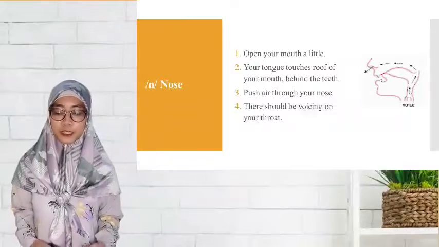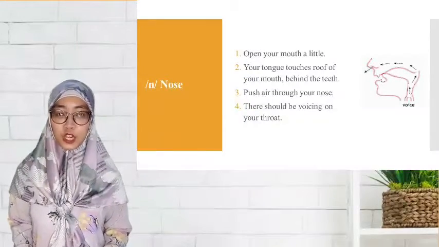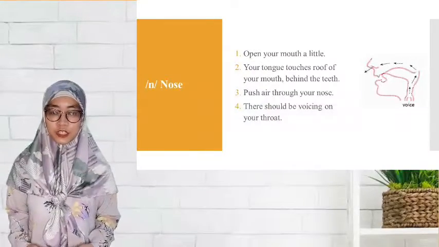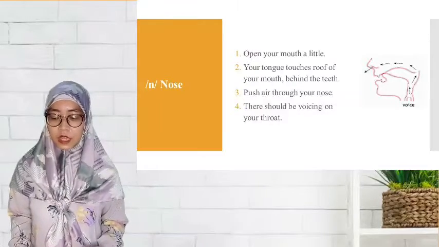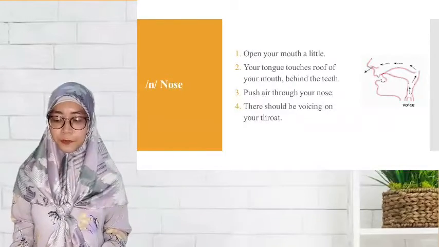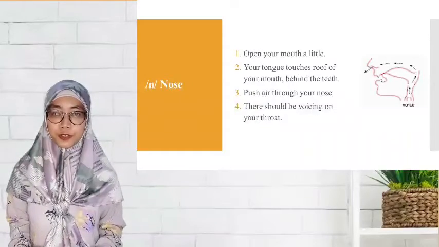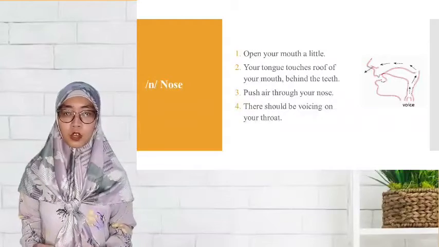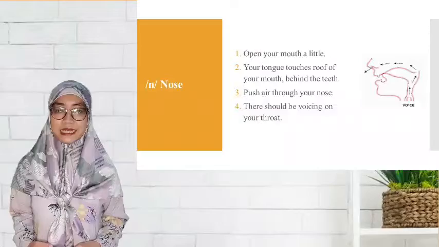Now, let's go to the next sound, which is n, as in the word nose. How to produce the n sound? You need to open your mouth a little bit, and then your tongue touches the roof of your mouth behind the teeth. Push out air through your nose, and you will feel the voicing in your throat. N, n, n.